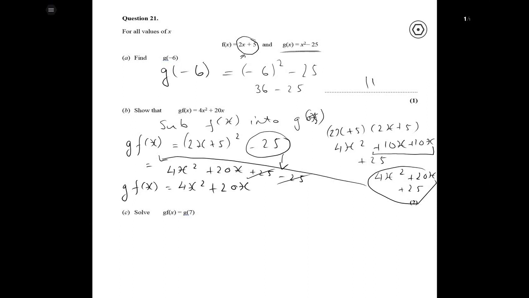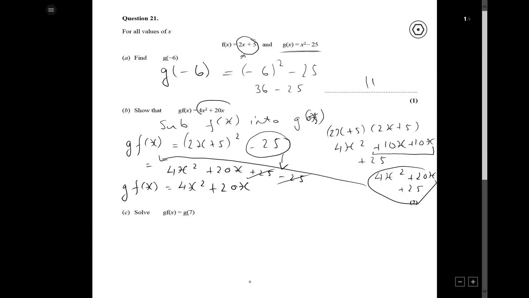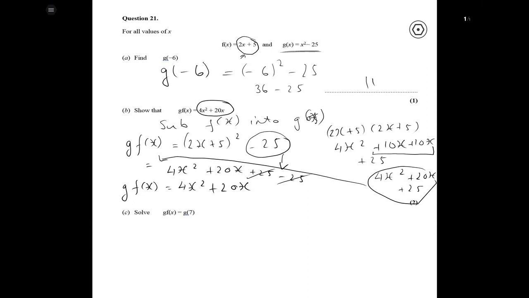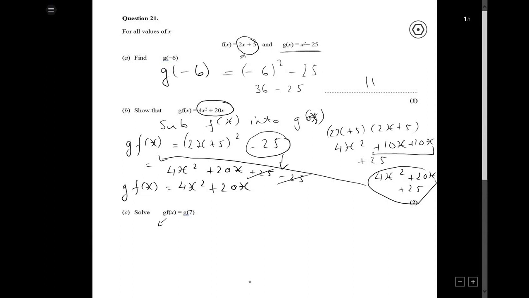Okay, so last one. It's asking us to solve g f of x, which we have here, is equal to g of 7. So it's a multi-step thing that they've got going on. So we already have this one because they gave it to us in the previous part of the question. So that's going to be 4x squared plus 20x.